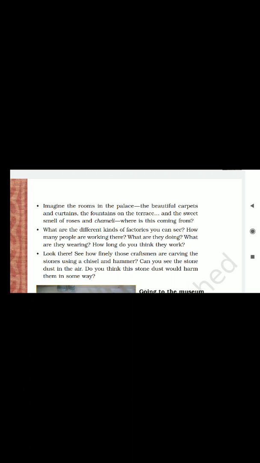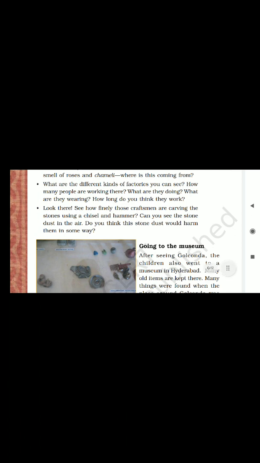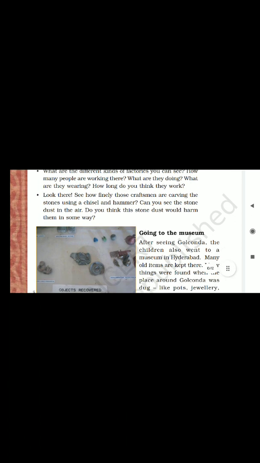Look there, see how finely those craftsmen are carving the stones using a chisel and hammer. Can you see the stone dust in the air? Do you think the stone dust would harm them in some way?